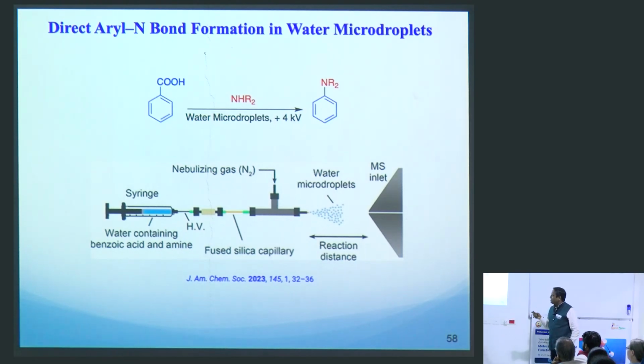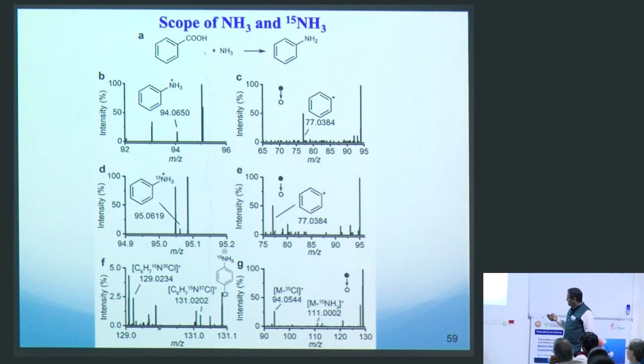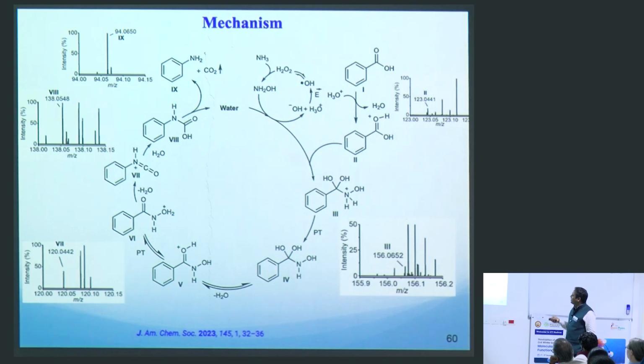Similarly, aryl nitrogen bonds we have also formed, where benzoic acid has been taken and then mixed with amine. Benzoic acid, water, all are miscible in nature, no problem here. So we've taken it in the syringe, simple setup, apply the voltage, sprayed into the instrument, and we are able to see the carbon nitrogen bond formation. We have obtained various types of carbon nitrogen bond formation products, aniline compounds, and the mechanism was shown here by using the mass spec.